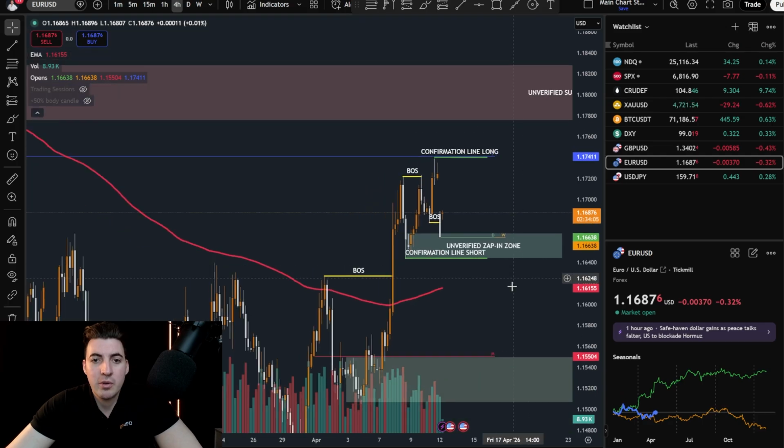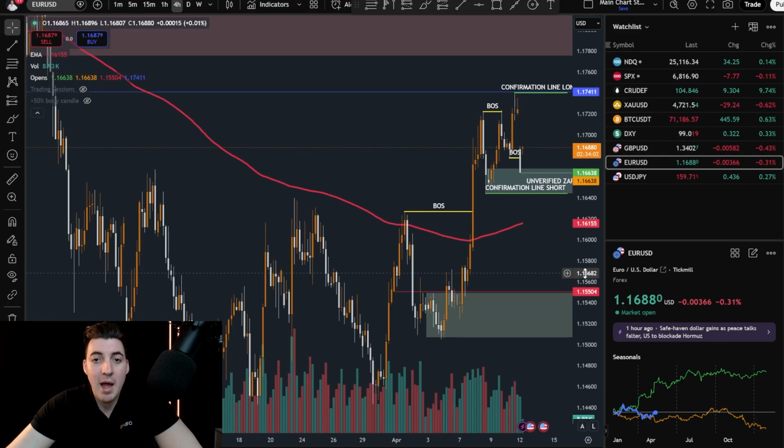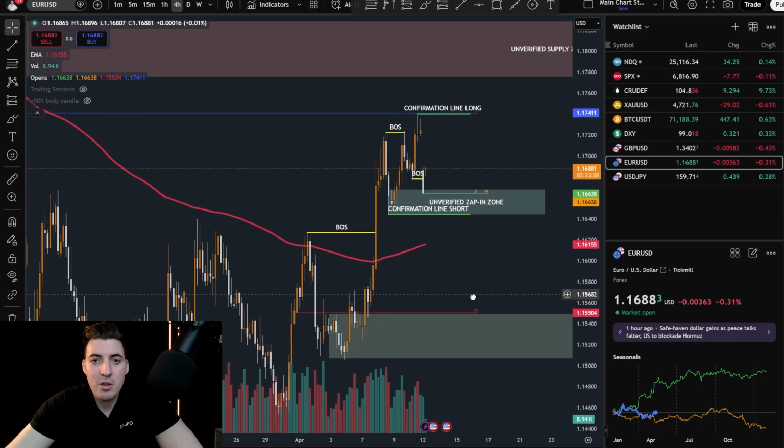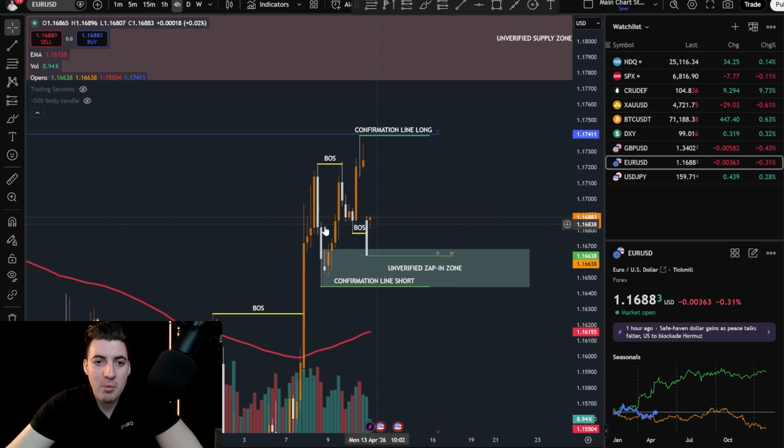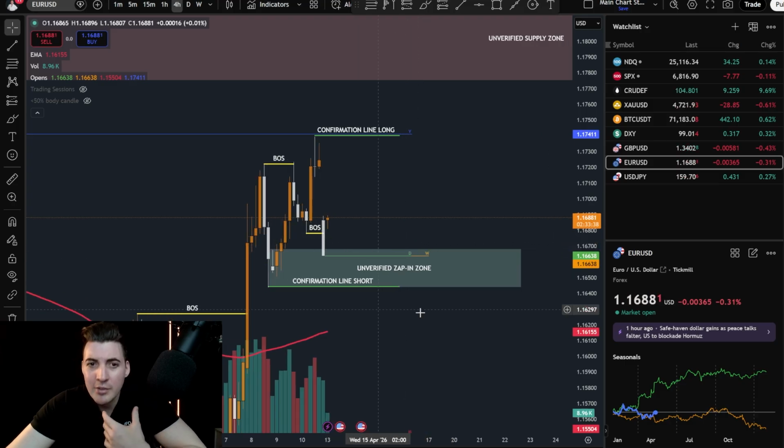So the EUR/USD is following a relatively similar pattern to the GBP/USD. We have seen the price come down, then push itself up, breaking structure and creating this unverified tap-in zone to go in for a long position. The price has now pushed into this tap-in zone. Because of the fundamentals, what we're seeing with the conflicts in the Middle East, I don't want to enter a long position because I want to see how that plays out.